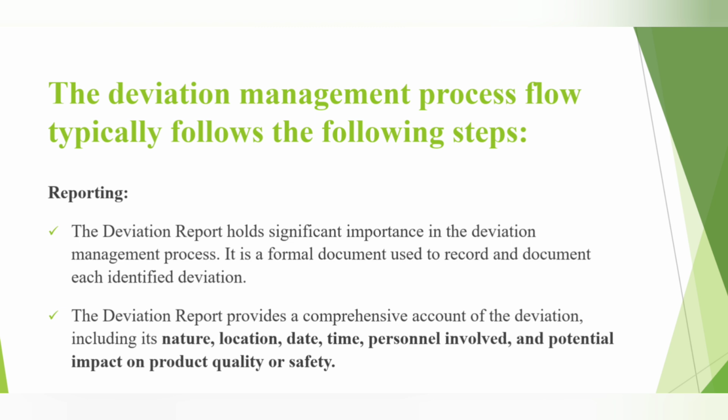Second, reporting. The deviation report holds significant importance in the deviation management process. It is a formal document used to record each identified deviation. The deviation report provides a comprehensive account of the deviation, including its nature, location, date, time, personnel involved, and potential impact on product quality or safety.